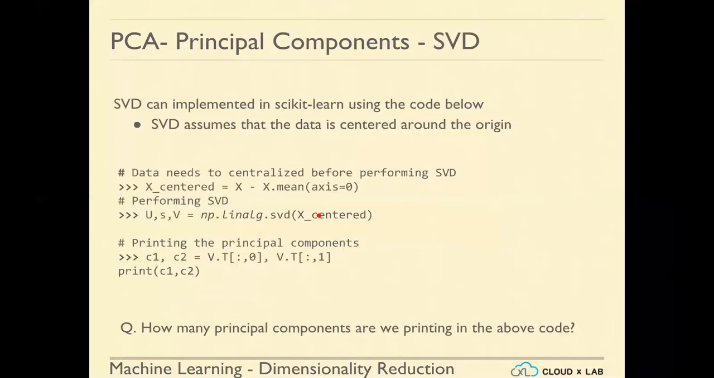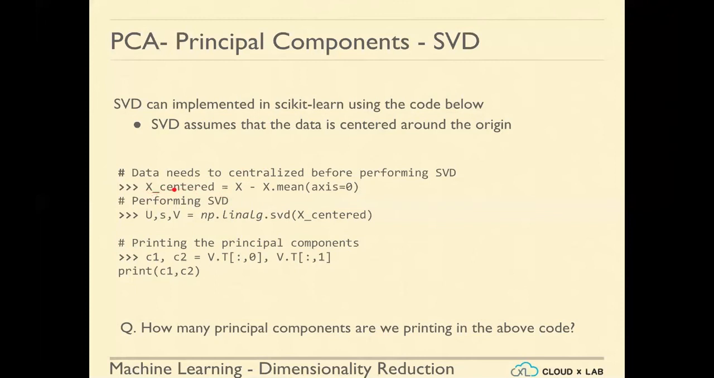So SVD can be implemented using the code below. You can just use np.linalg.svd and provide the X centered, and you will get the principal components C1 and C2. So how many principal components are we printing here in the above question? That's right. Great.